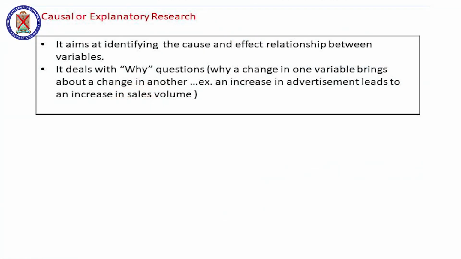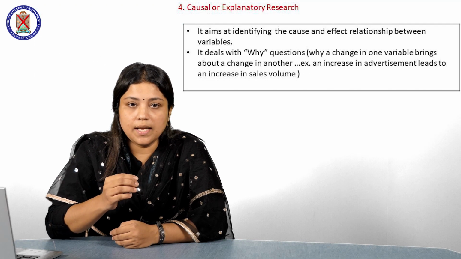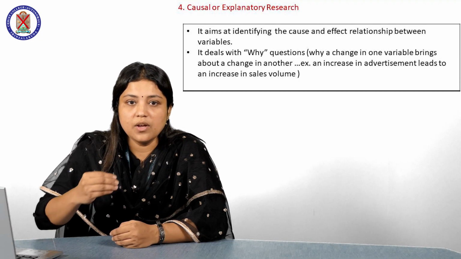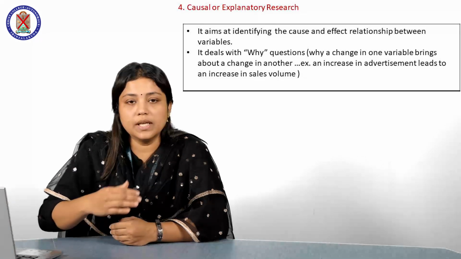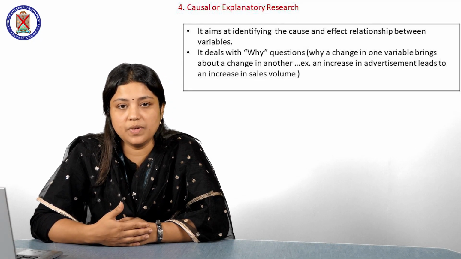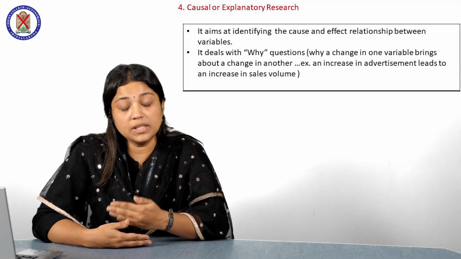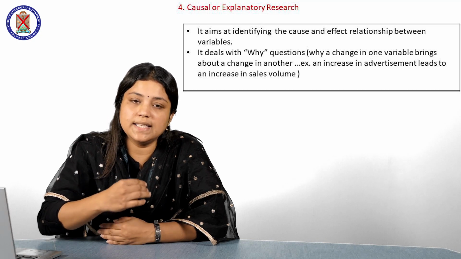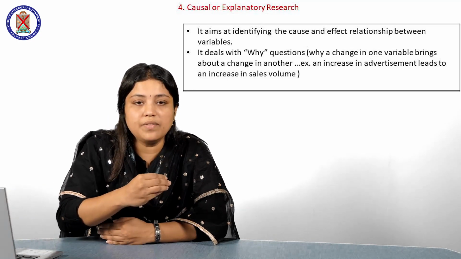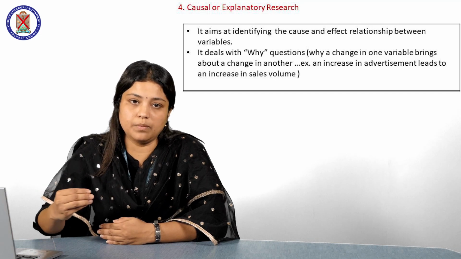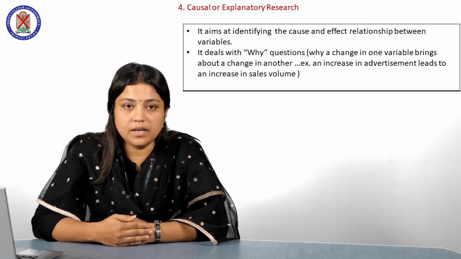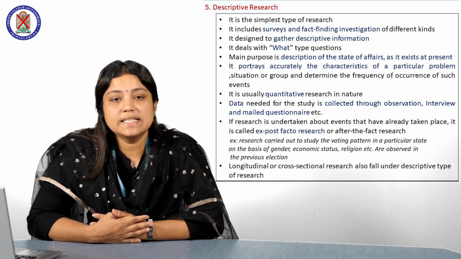Next we will talk about causal or explanatory research. As the name indicates, causal or explanatory research means we are trying to find out the cause and effect relationship between variables. That means this kind of research always deals with why kind of questions. Why has this happened? Why does a change in one variable lead to a change in another variable? This kind of research we do in causal or explanatory research.